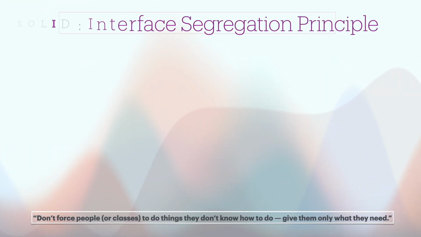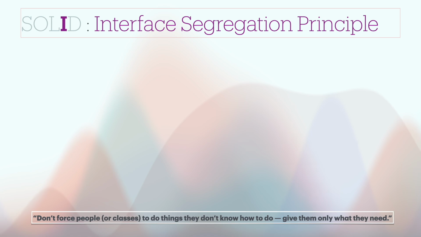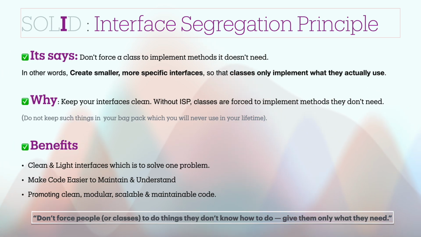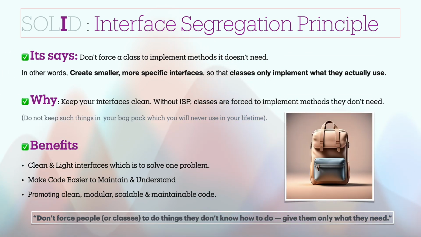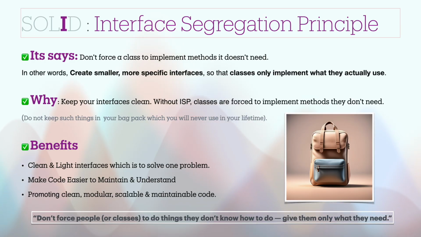It says don't force a class to implement a method that it doesn't need. In other words, create smaller, more specific interfaces so that classes only implement what they actually use. Why? To keep your interfaces clean, because without ISP, classes are forced to implement methods that they don't even need. Think of your backpack. Will you ever keep items in your backpack which you never use? No, right? Now let's see a code example.